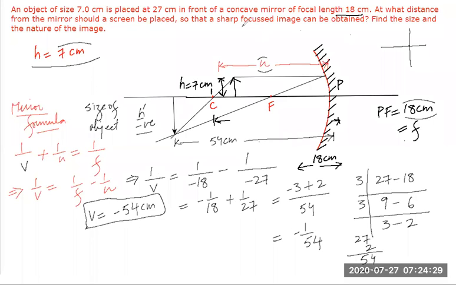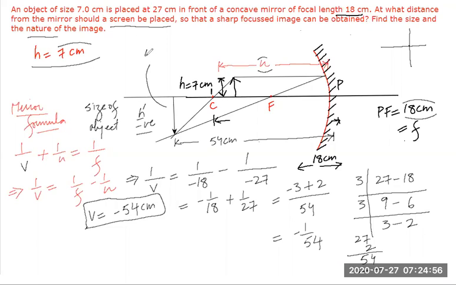So the question is at what distance from the mirror should a screen be placed so that a sharp focused image can be obtained? From the mirror means from the P. Find the size and nature of the image. So first let's find out nature of the image. Students, what it will be, Tanya? Nature of image.